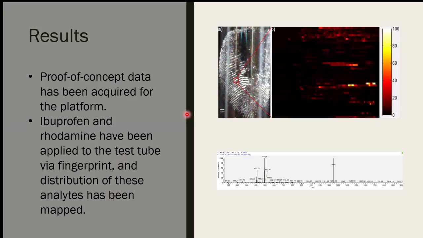Thus far within this, proof of concept data has been acquired for the newly designed platform. Ibuprofen and rhodamine, among other analytes, have been used and applied to the test tubes via fingerprints. Distributions of these analytes have been mapped then, and an example of this can be seen to the right in this image. This is about a 1 millimeter square sample area, and you can see this here, and these are the aspects which it picked up via the distribution and relative abundance of ibuprofen in the sample area.